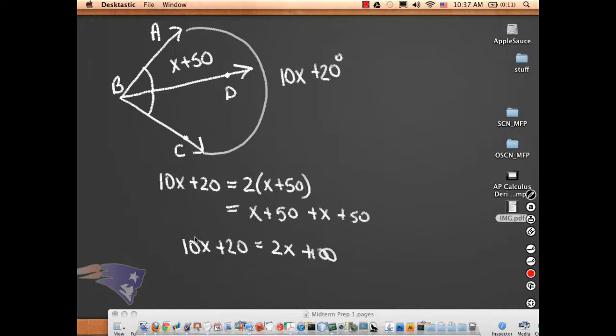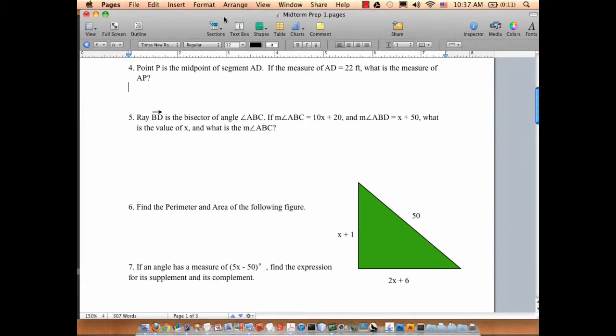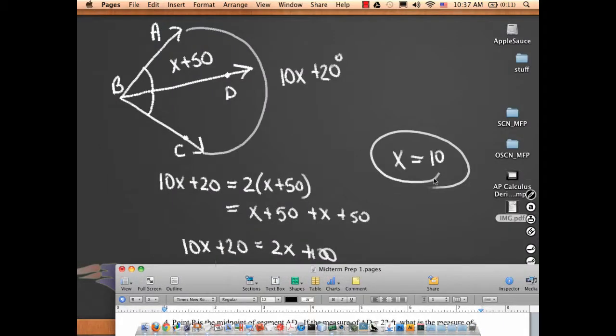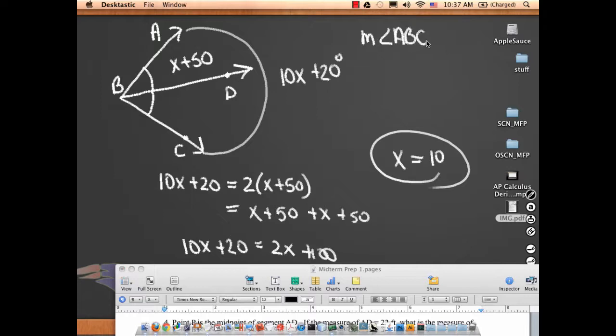So I subtract 2x over, get 8x. Subtract 20 over, get 80. X equals 10. Am I finished? No. What do I need to know? What is the value of ABC? So I take 10, plug it in for ABC. 10 times 10 is 100 plus 20, 120. So the measure of ABC is 120 degrees. So far, so good? All right.